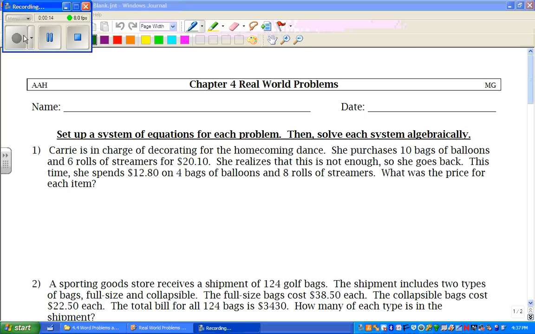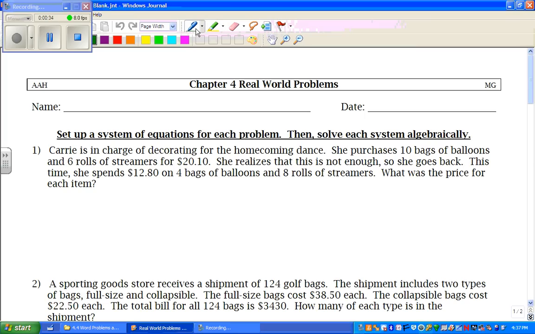Carrie is in charge of decorating for the homecoming dance. She purchases 10 bags of balloons and 6 rolls of streamers for $20.10. She realizes that this is not enough, so she goes back. This time she spends $12.80 on 4 bags of balloons and 8 rolls of streamers. What was the price for each item?